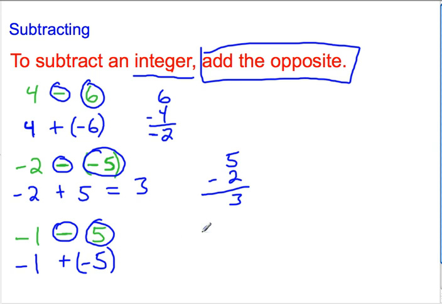Getting down to this last problem, we have negative 5 and negative 1. They now have the same sign, so it's easy to add them. Negative 1 plus negative 5 is negative 6.